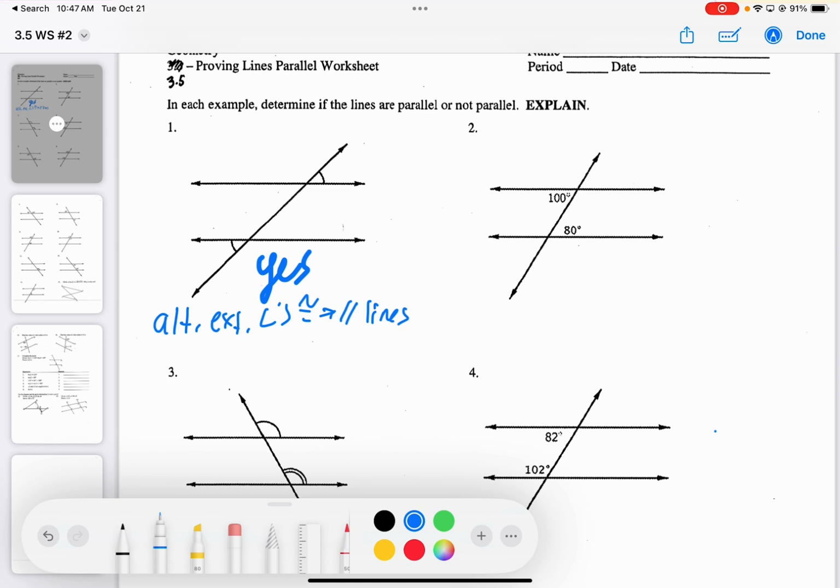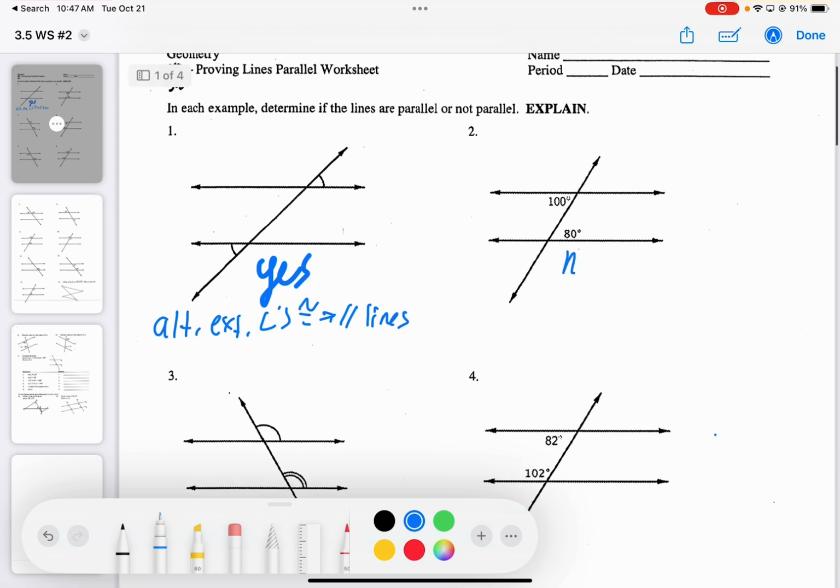All right. Caden, number 2. What do you got, pal? Why? They are alternate interior angles, except in the picture, they're not congruent, because it shows you that one is 100 and one is 80. I would want them to be the same. So they are alternate interior angles, I agree. But since they're not congruent, we got to say no, angles are not congruent.